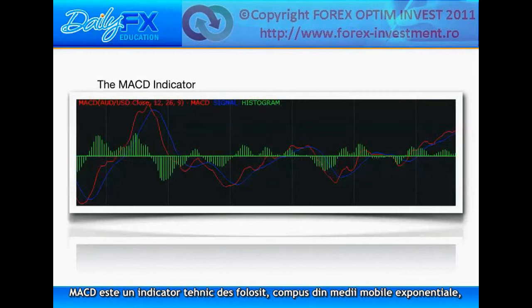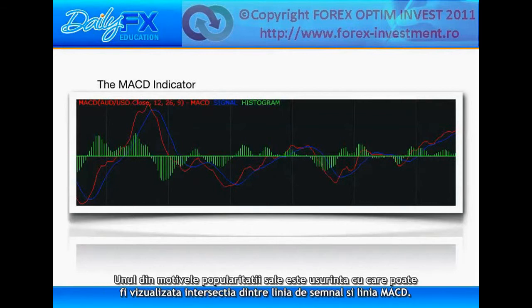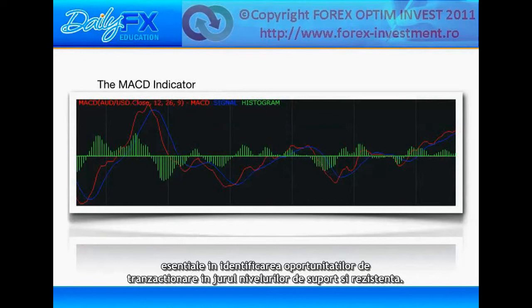MACD is a commonly used technical indicator derived from exponential moving averages that can be used in both trending and range-bound markets. One of the reasons for its popularity is because of how easy it is to visually recognize the crossover of the signal line and the MACD line. The MACD indicator helps traders identify changes in momentum, which is key for identifying trading opportunities around support and resistance levels.